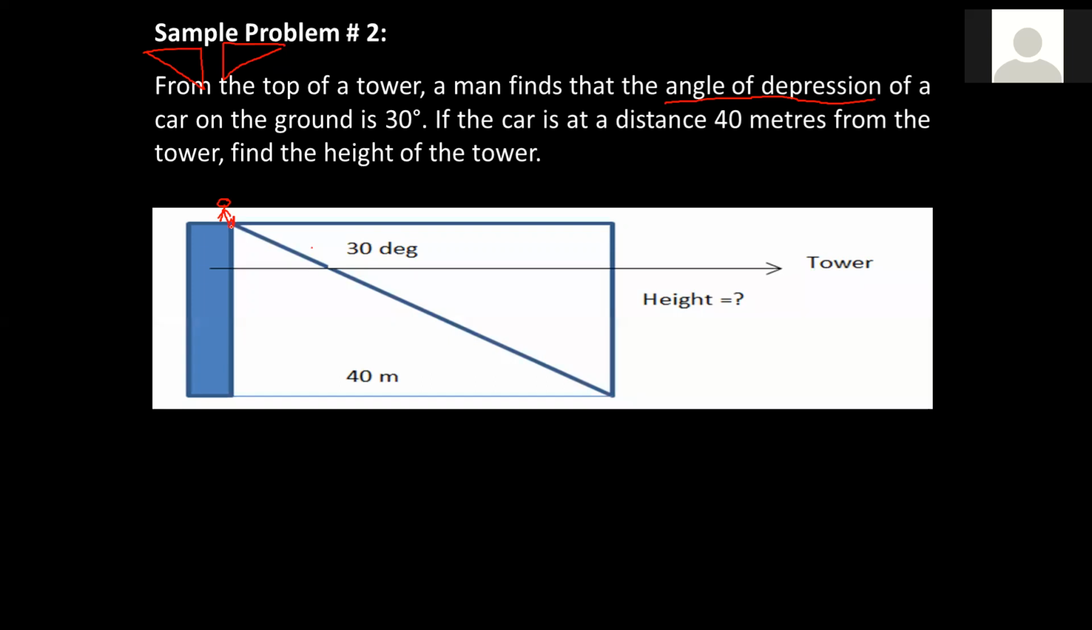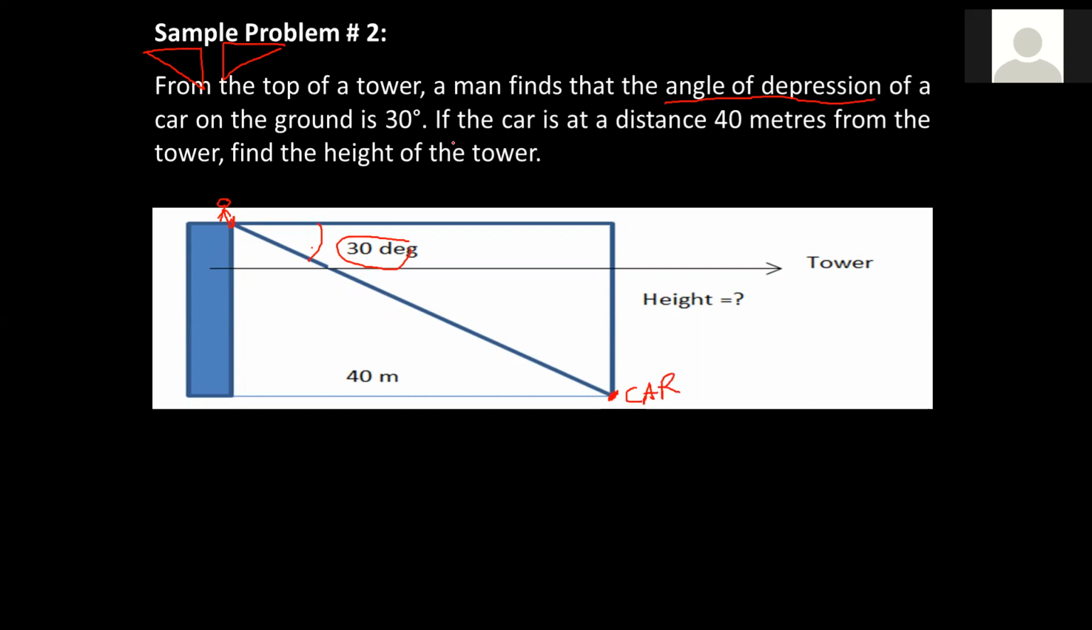From this point, from the top of a tower, the man finds the angle of depression. Ito yung angle of depression natin. Of a car. So, nandito yung kotse sa point na yan. Ito yung object na ino-observe natin. Nasa point na yan. So, ibig sabihin, nandito yung car.